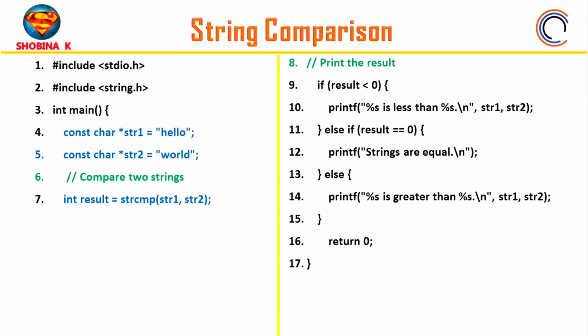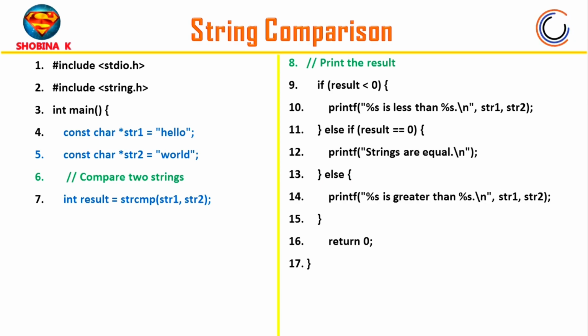Now let's see an example. The code starts by including two header files, which are stdio.h and string.h. And next the main function, which is the entry point of the program. And then we declare string pointers. The two constant character pointers str1 and str2 are declared and initialized to point to the strings hello and world respectively. Next, we call the strcmp function to compare the strings str1 and str2. The result of the comparison is stored in the variable result.